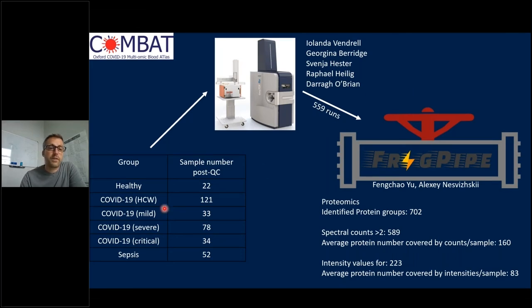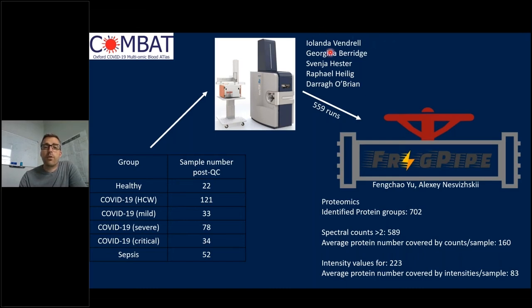So we basically took all the samples that were available in this cohort, and these turned out later to be healthcare workers, who were basically COVID-19 positive people who were not hospitalized and had very mild or no symptoms. And then we had hospitalized cases with mild, severe, and critical symptoms. We had some sepsis samples to compare, and also some healthy samples as well.